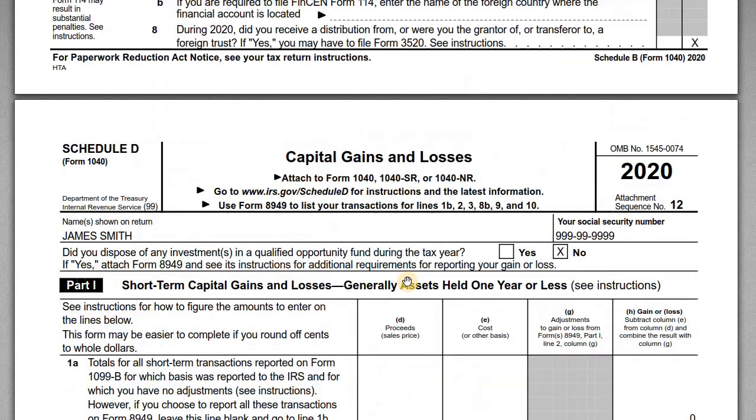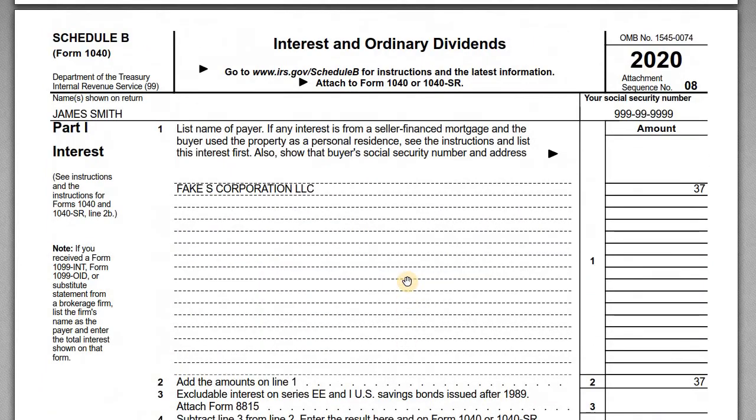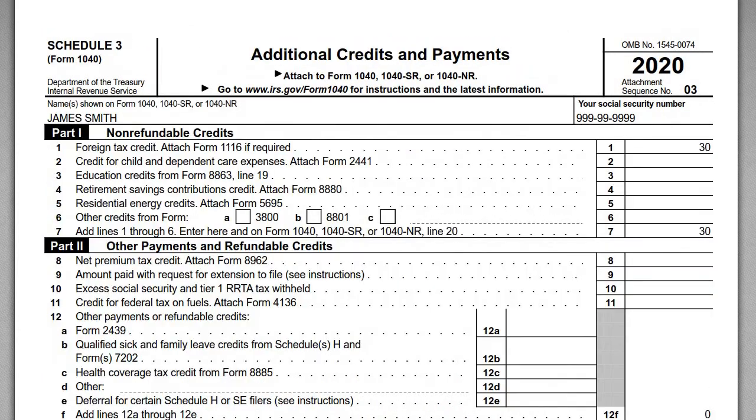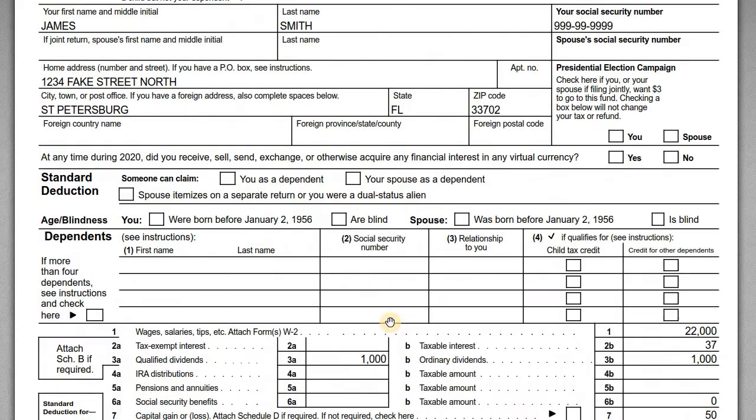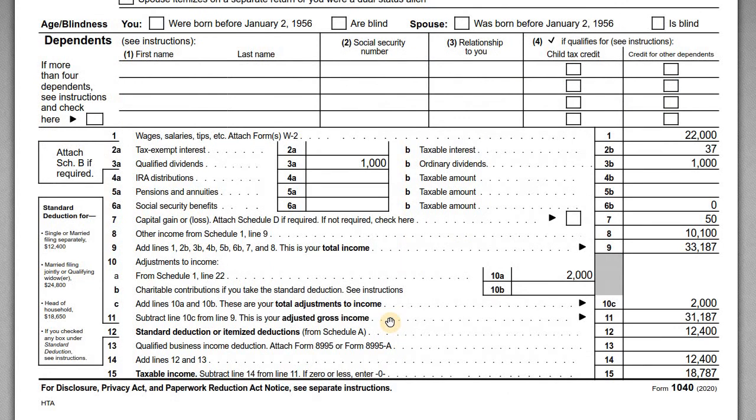It's not on Schedule D, it's not on Schedule B, it's not reported on page 1 of your 1040 or anywhere else, because again, it's not taxable income because it's simply a distribution of principal. So it's a return of principal to the shareholder.